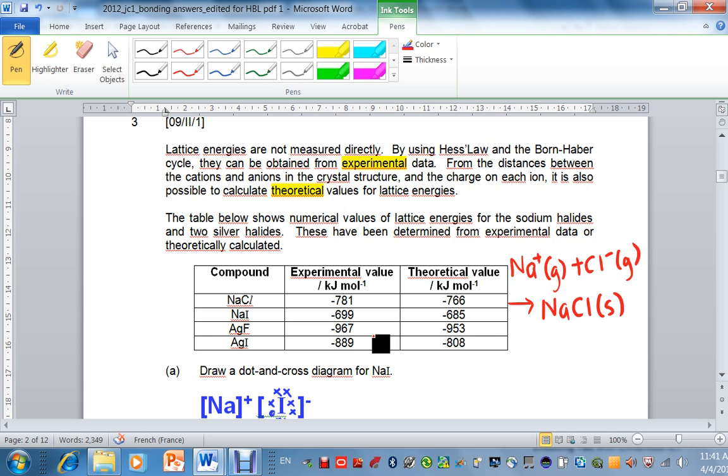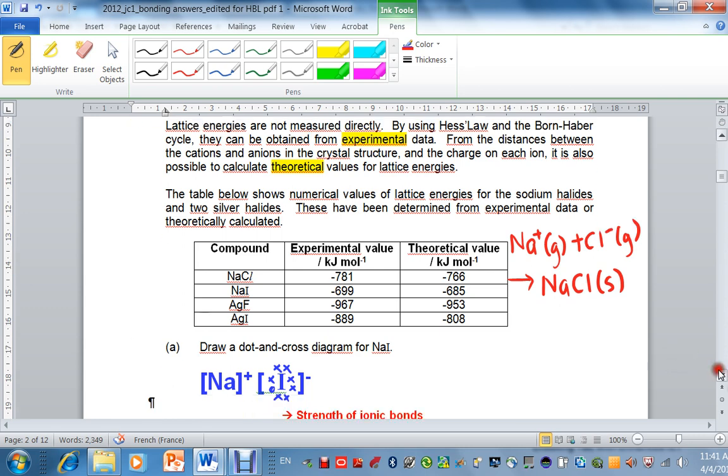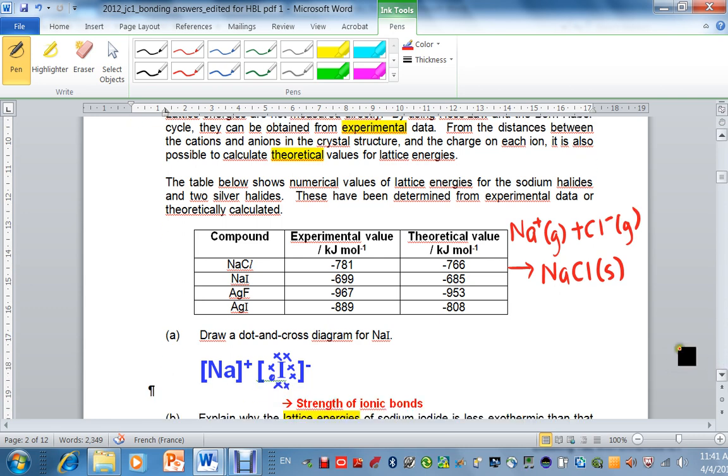For part A, draw a dot and cross diagram for sodium iodide. This one I think you should be able to manage on your own. I'll just show you the answer, sodium iodide. Make sure you use different symbols to differentiate the electrons of iodine itself and this electron which is gained from the sodium atom.